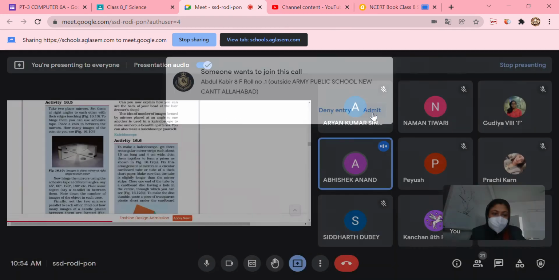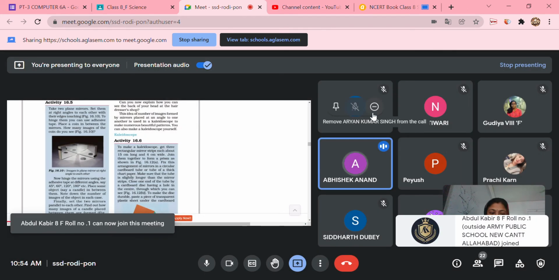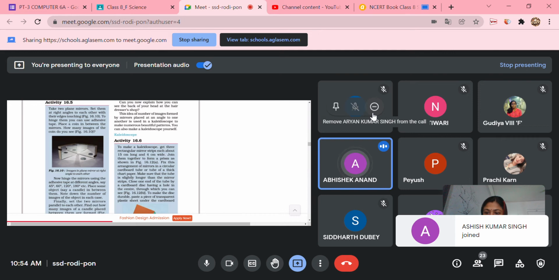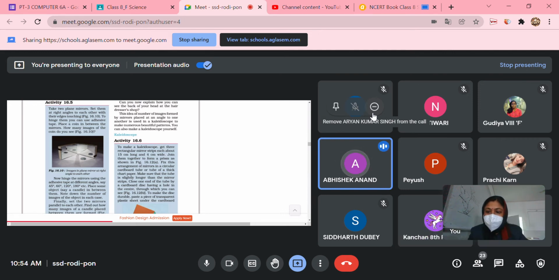Figure 16.10. To hinge them, you can use adhesive tape. Place a coin in between the mirrors. How many images of the coin do you see? So we can see that both of them are at an angle of 90 degrees. At an angle of 90 degrees, how many images will be formed?